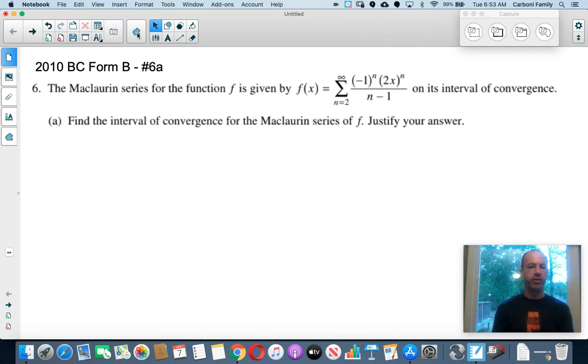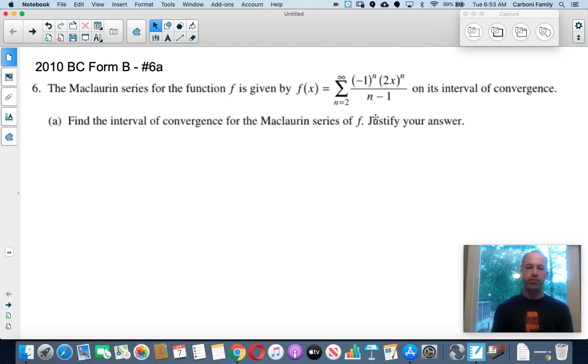And the interval of convergence will always be found, I shouldn't say always. In this case, we will use the ratio test. The only time you don't have to use the ratio test is if you happen to recognize that the series is a geometric series, and then in that case, you wouldn't have to do the ratio test. You could just set the ratio less than 1.